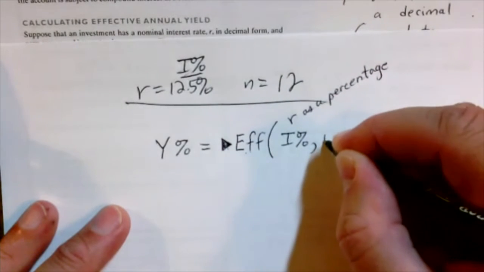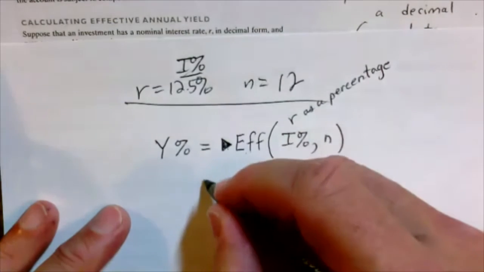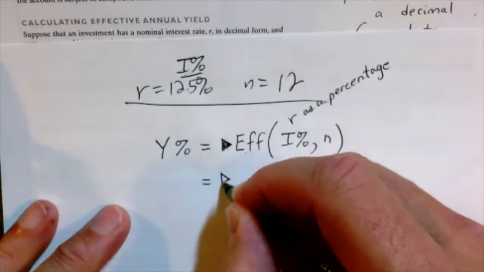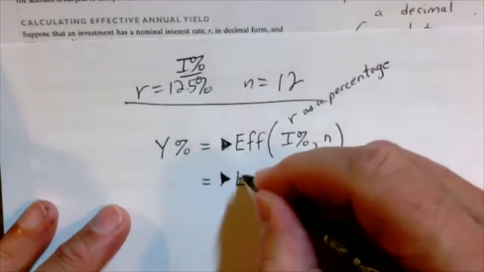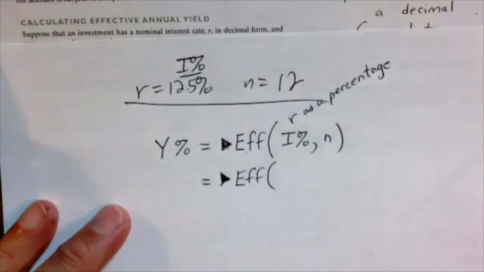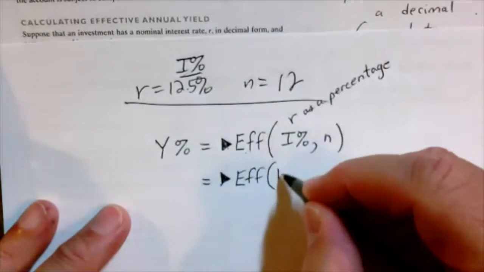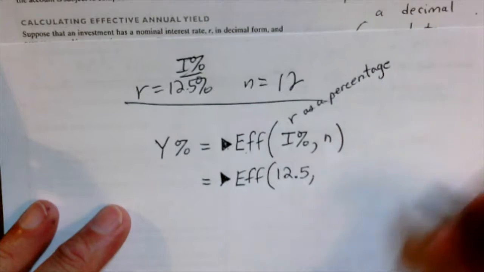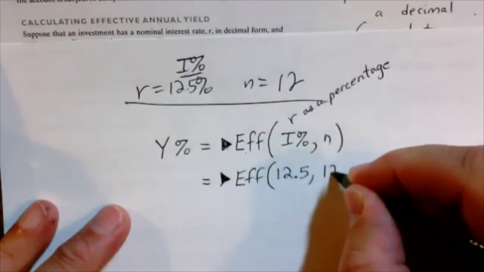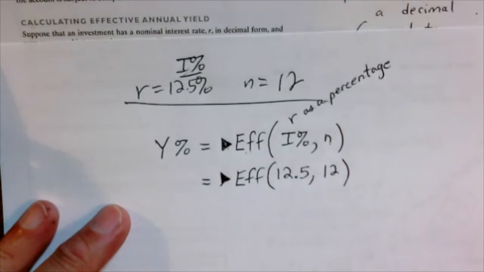And then the N value goes in the second spot. So if we wanted to do our problem using this calculator function, the correct numbers to type in would be I as a percent, so it's the 12.5, and then a comma, and then the value of N. Now the big difference is that the answer it's going to report will be a percentage as opposed to a decimal.